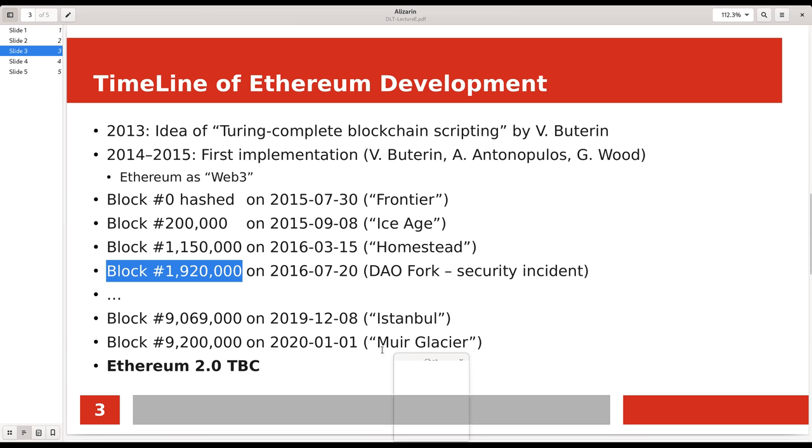We are now in the generation called Muir Glacier, which came to life on the first day of this year, but it is still Ethereum 1.0, which is based on proof of work rather than the proof of stake declared for Ethereum 2.0. This proof of stake should tremendously increase the throughput of the Ethereum network, but it is still in development with no firm dates confirmed for when it is going to go live. So unfortunately, from 2015-16, we have already heard about Ethereum 2.0 when just 1.0 was developing, but it didn't come to life yet.